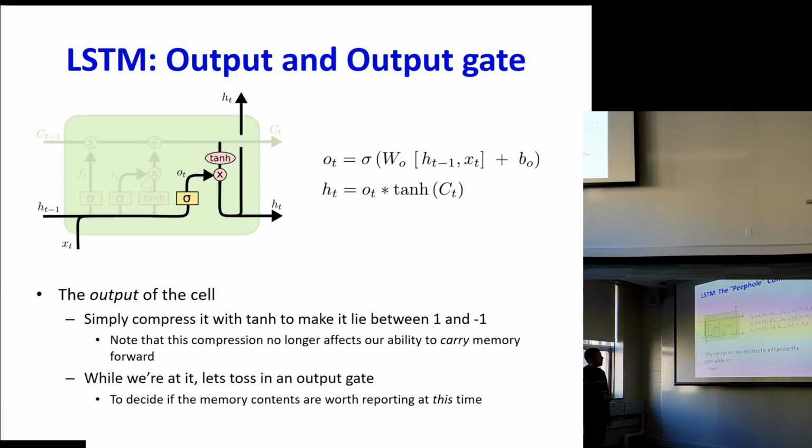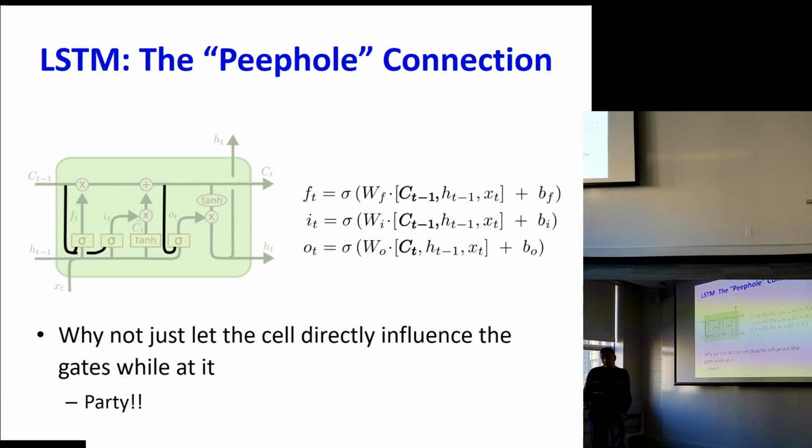So while at it, now you can actually begin adding complexity to it, right? At some point intuition fails. So why not just let the cell directly influence the gates while at it? Which means that instead of having the hidden values affect the various gates, the memory itself can directly begin affecting the gates. All of this makes sense in the sense that the more information you bring to bear on deciding what must be remembered, what must be forgotten, whether an input is worth passing on, whether the hidden state is worth modifying, the more informed they are, the better the entire process is going to be.